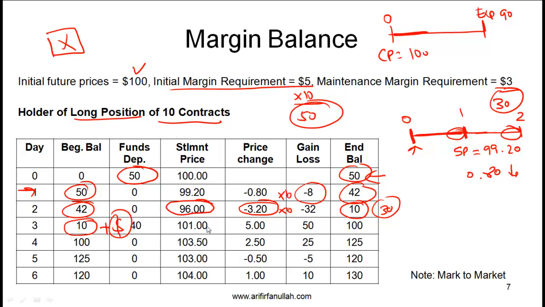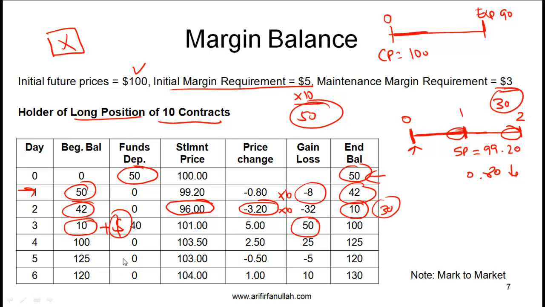Then at the end of day 3, the settlement price is 101. Finally, you have made some money. From 96 we went up to 101, so the price change per contract is 5. The gain on 10 contracts is 50. So your ending balance is 100. Now I think you can do the rest.